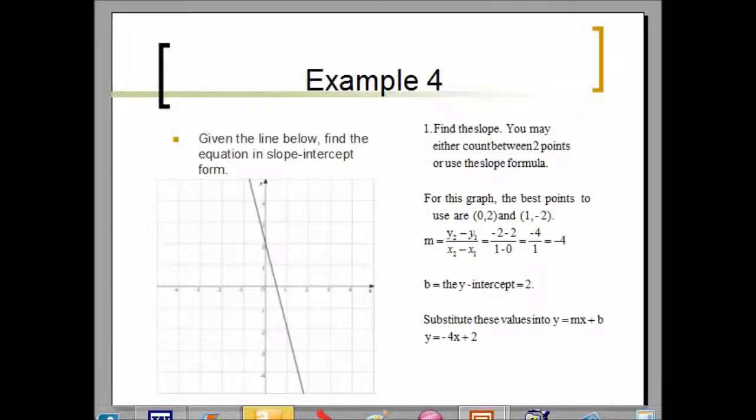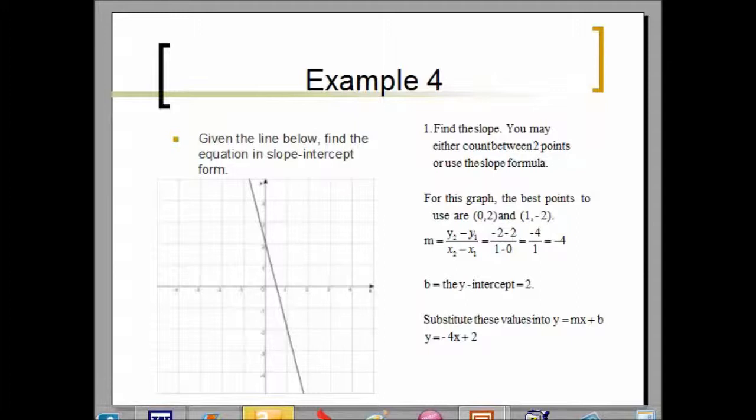In example 4, we are given the graph of a line and asked to find the equation in slope-intercept form. First, find the slope. You may either count between 2 points or use the slope formula. In this graph, the best points to use are (0, 2) and (1, -2). We may either count up and over or use the slope formula. If we use the slope formula, y2 minus y1 over x2 minus x1, this becomes negative 2 minus 2 over 1 minus 0, which is negative 4 over 1, and the slope is negative 4.